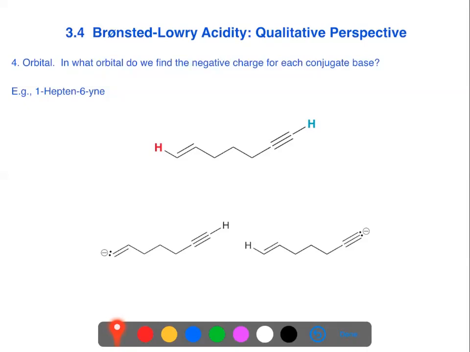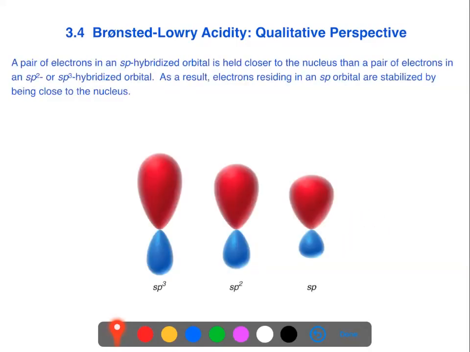So the orbital effect is to consider which orbital is taking on this particular electron. So for that, we need to determine what is the hybridization of this carbon versus the hybridization state of this carbon. So in each of these carbanions that we're comparing, what we need to consider is that a pair of electrons in an sp hybridized orbital is held closer to the nucleus than a pair of electrons in an sp2 or sp3 hybridized orbital. As a result, electrons residing in an sp orbital are stabilized by being close to the nucleus.